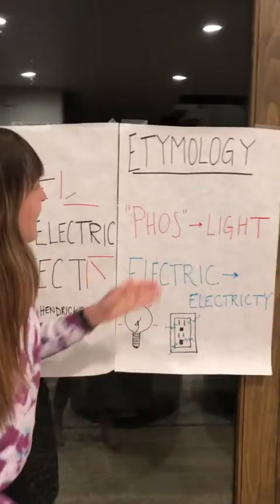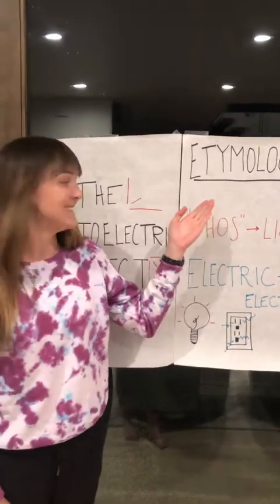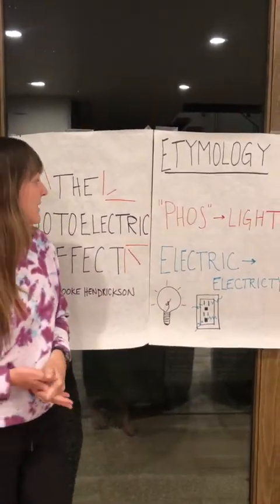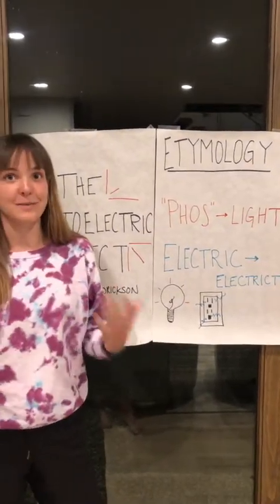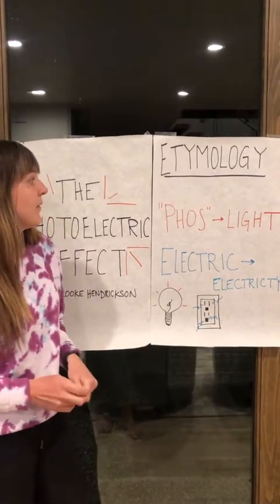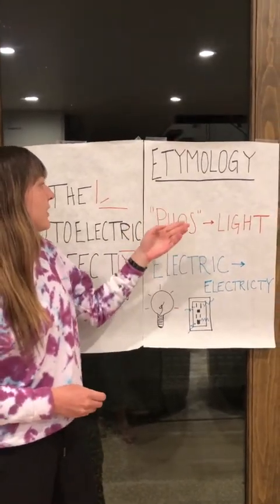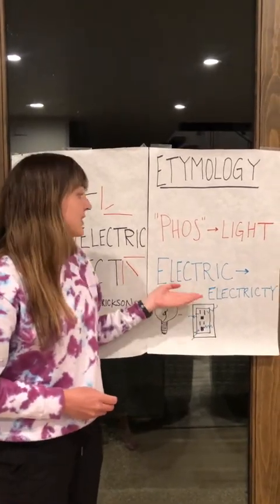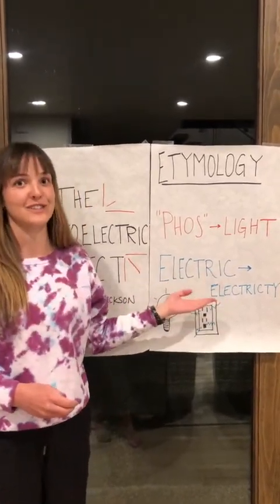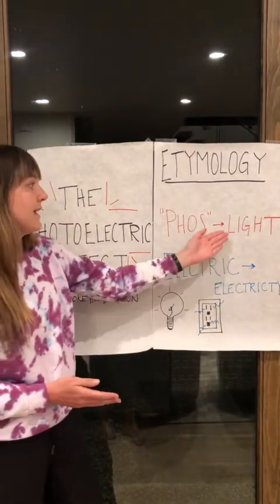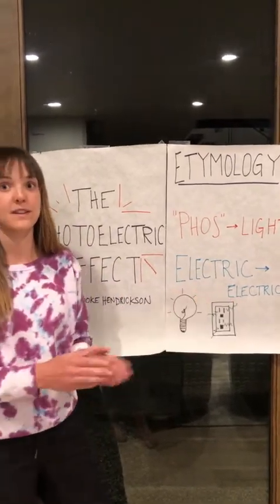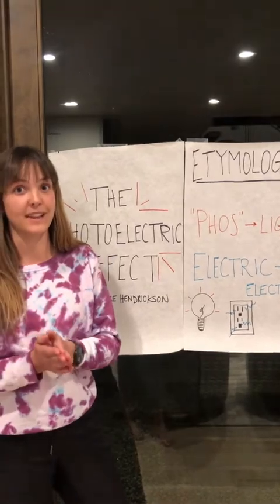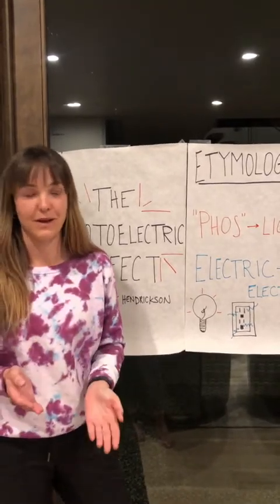Okay, so to get started, we're going to talk a little bit about the etymology like I mentioned. I really like the etymology of this word because it describes exactly what it is. The first part is derived from the Greek word phos, which means light, and the second part being electric, which obviously means electricity. So we're going to look at how light can produce electricity based on the electrons that are ejected when we shine light at different types of metals.